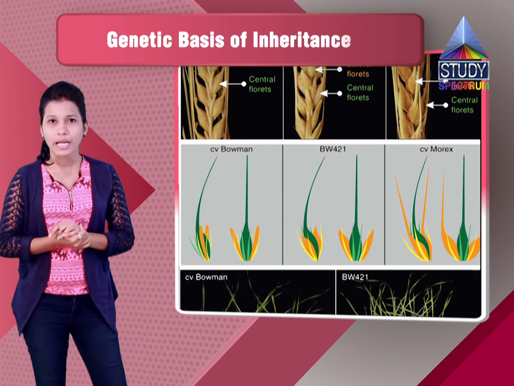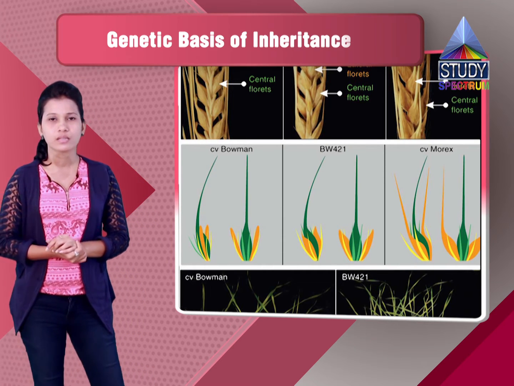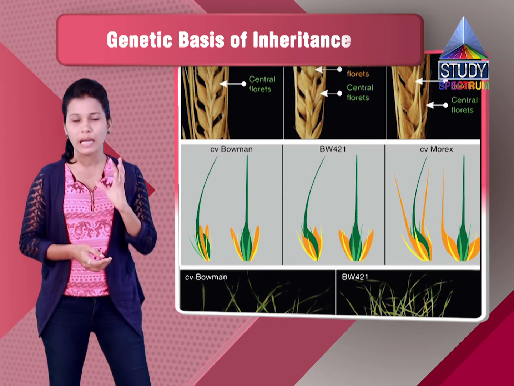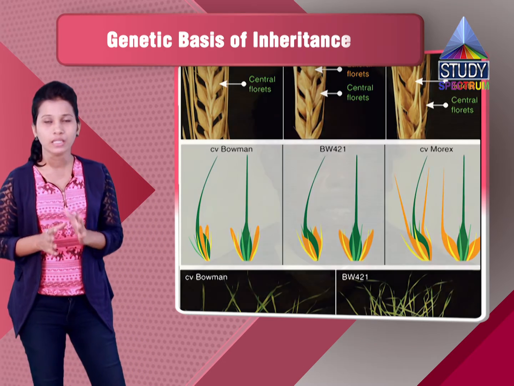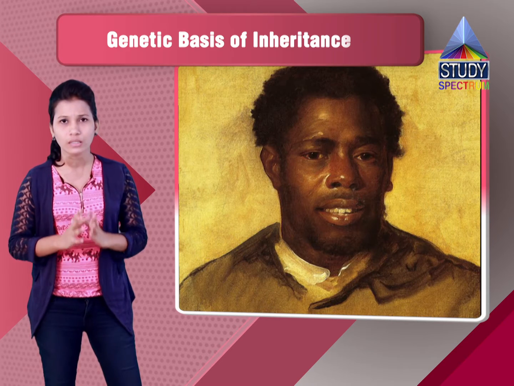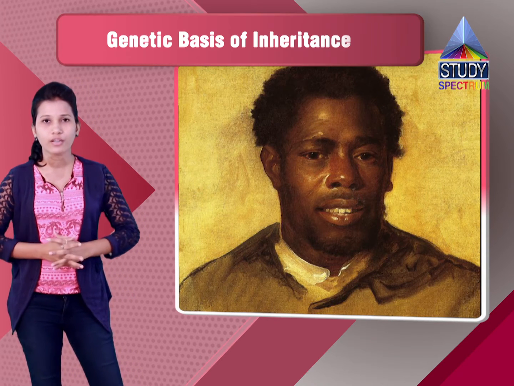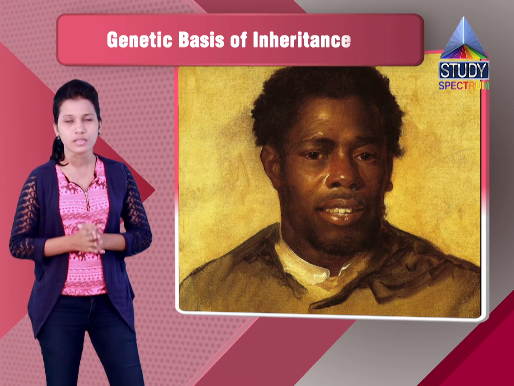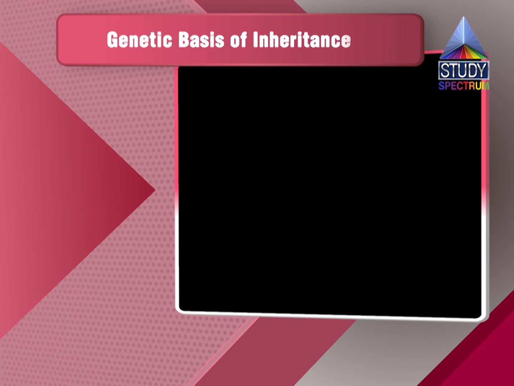Another example: if an albino person marries a negro, who is completely dark color, then we will get a different ratio, and that also we will see in this example.